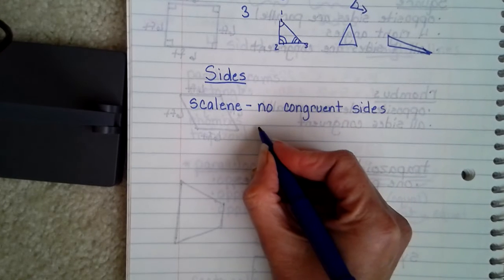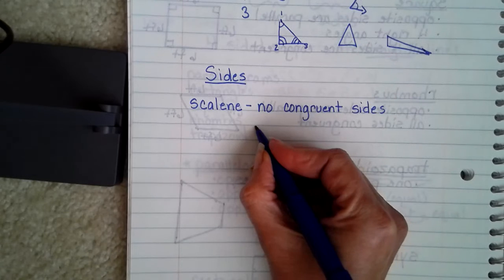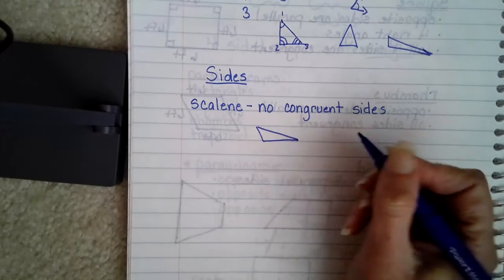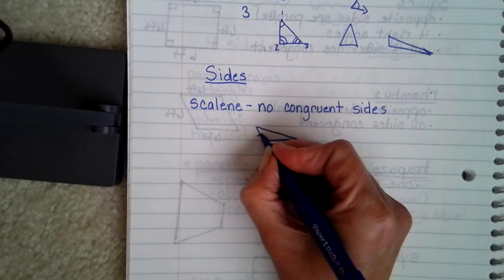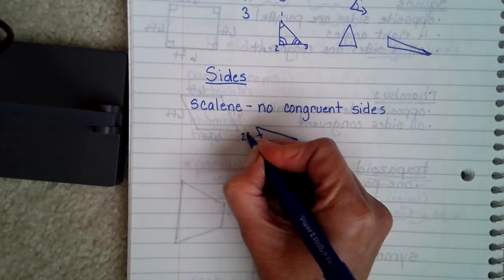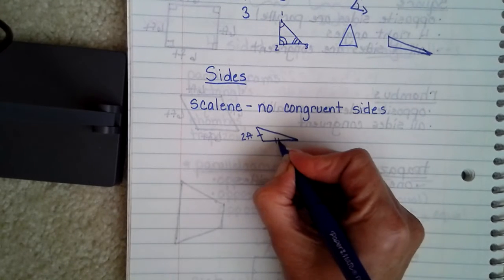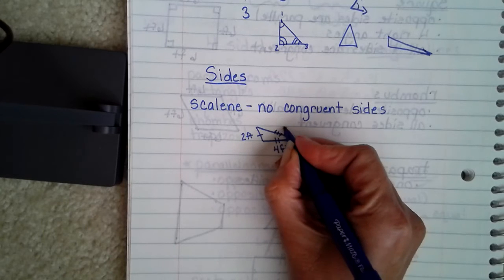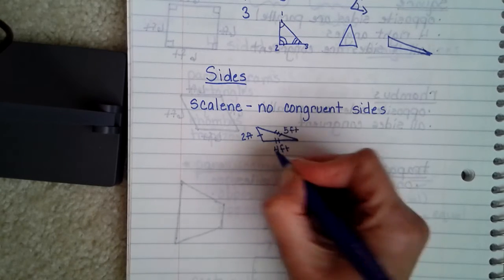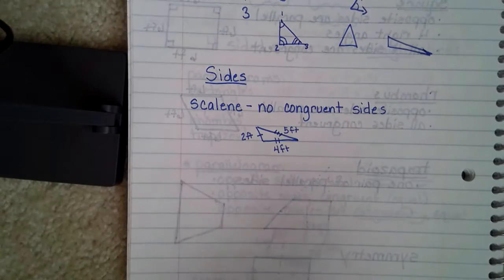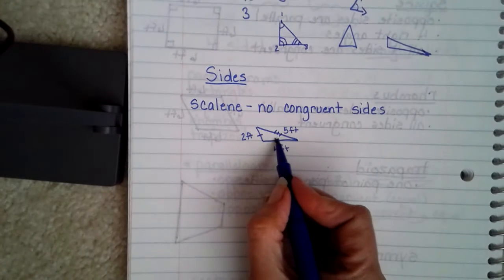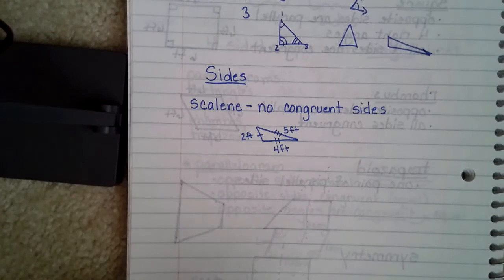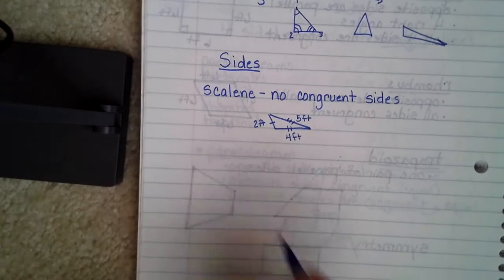Okay, so you might have a triangle that looks like this. And then the way we mark that is we say, well, maybe this is 2 feet, this one is 4 feet, and this one is 5 feet. And you notice the little marks I made on them. That shows this side is a different length than this side, which is a different length than that side. So that's called a scalene triangle when none of the sides are the same.